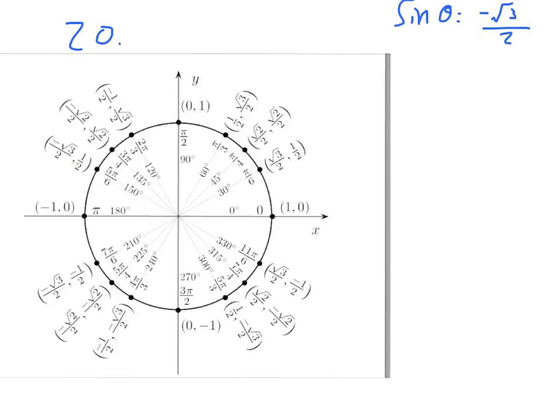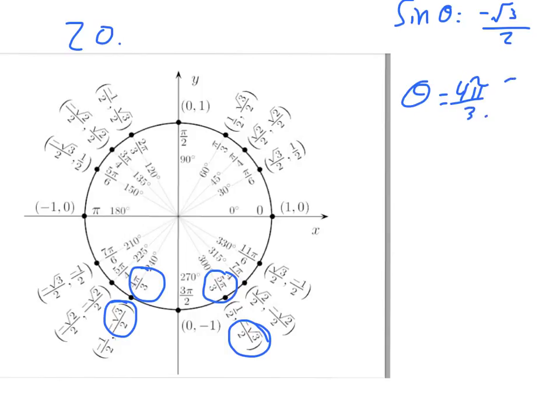Number 20 is asking you to solve for theta, which you could do by looking at inverse sine on your calculator, but let's not do it that way. Let's use a unit circle. Remember, sine is y. So when is the y value negative root 3 over 2? Well, we're looking for theta in terms of pi, from 0 to 2 pi. So we're looking in radians. So that's at 5 pi over 3 and at 4 pi over 3. Both will work. And those are both between 0 and 2 pi. They're both on the unit circle.